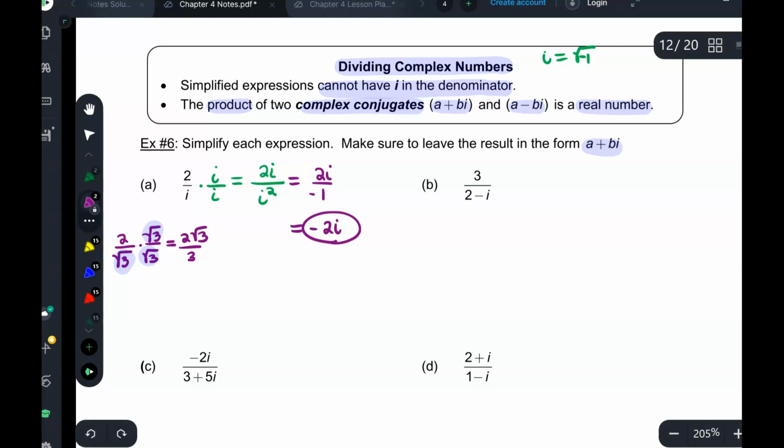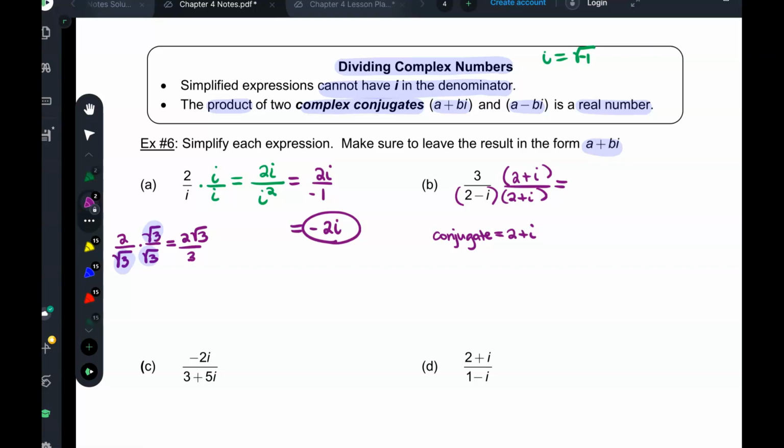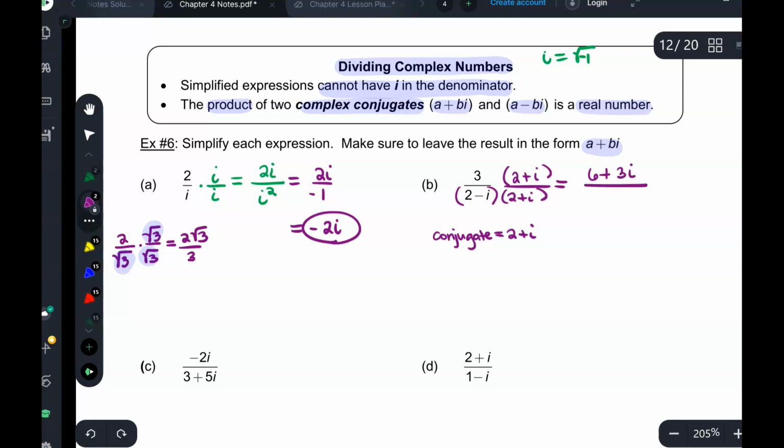So if I have 2 minus i, what we call the conjugate would be 2 plus i. So I am going to multiply 2 plus i to the numerator and denominator. What do we get in the numerator? We're going to distribute. We will get 6 plus 3i over. All right, well, if we do FOIL here, we would have 2 times 2 would be 4.